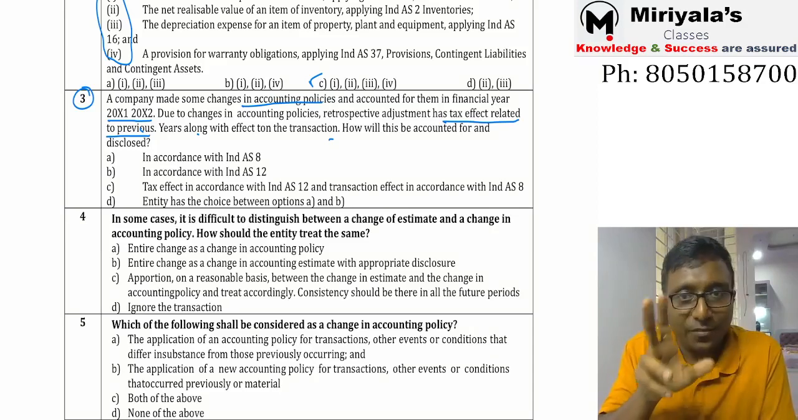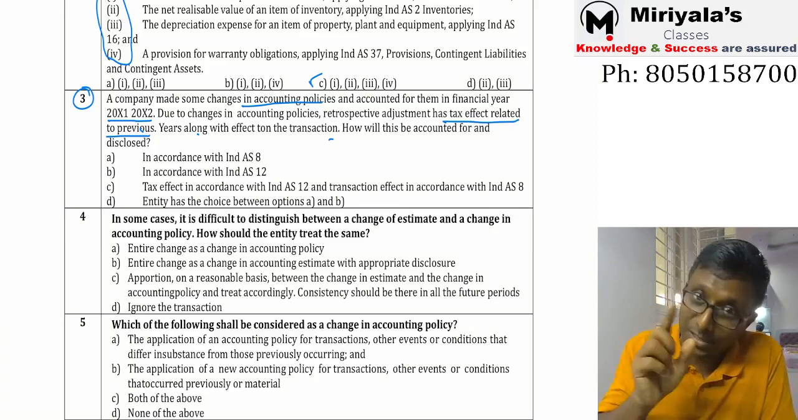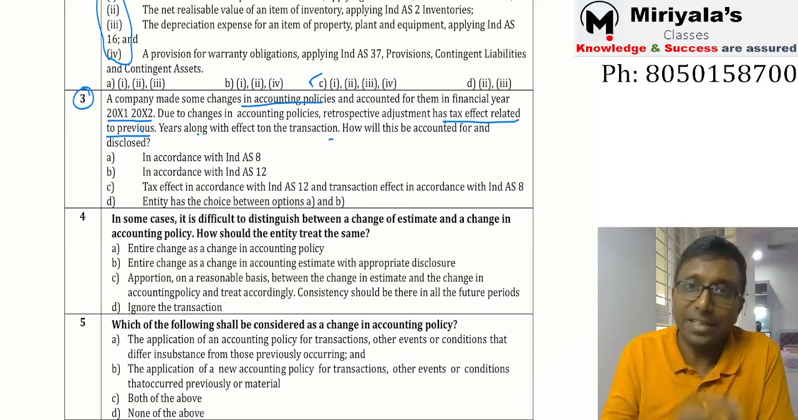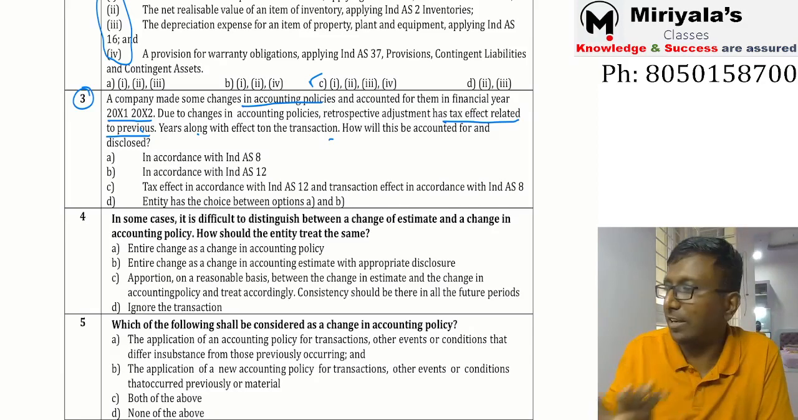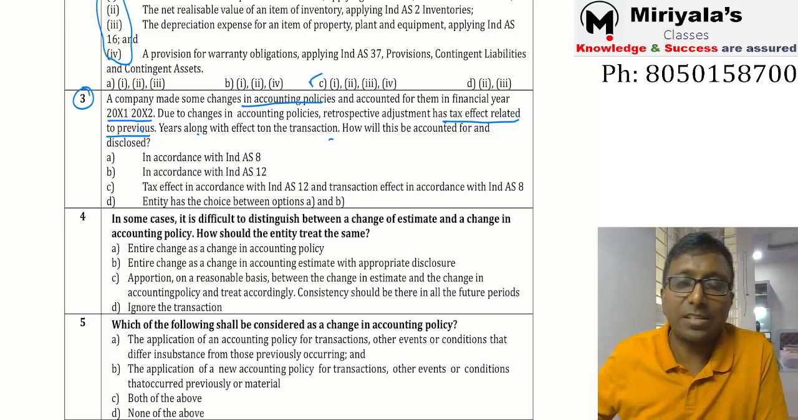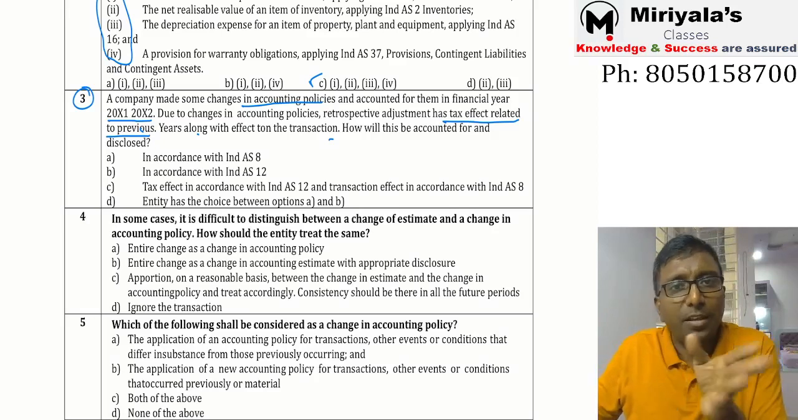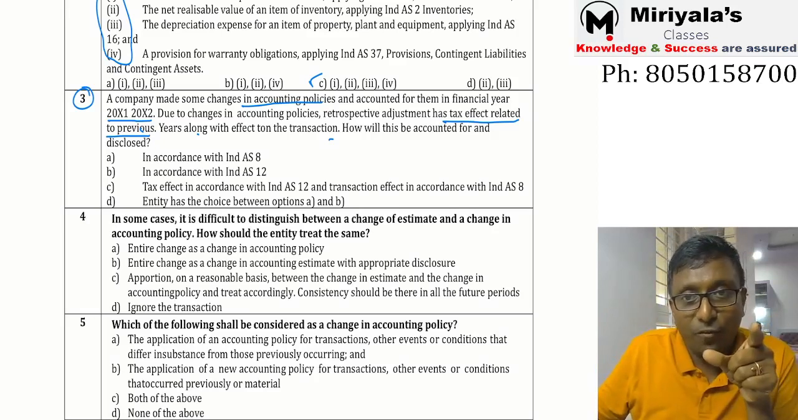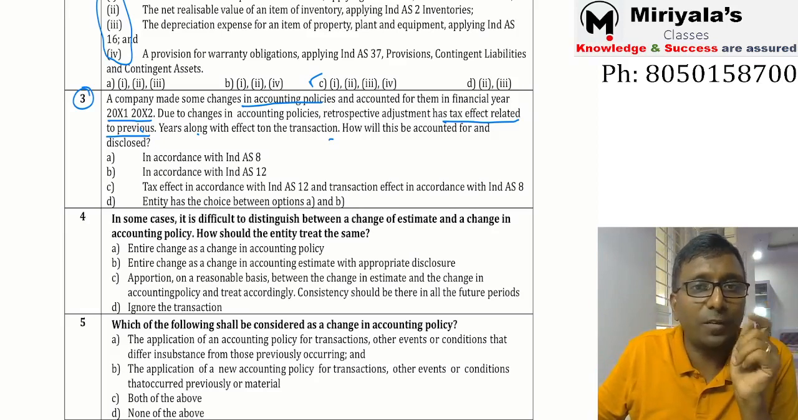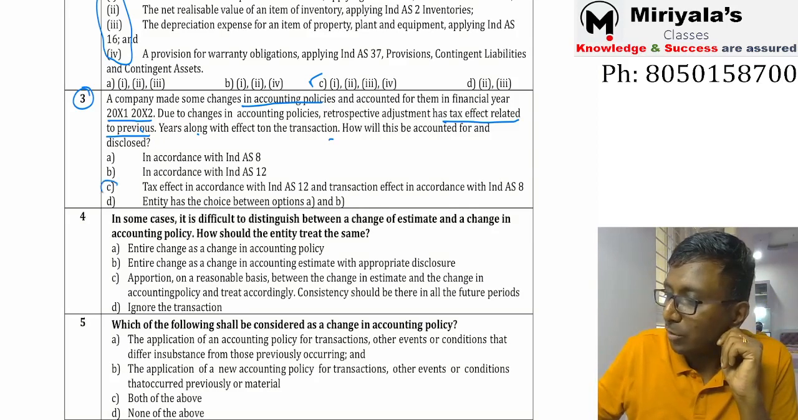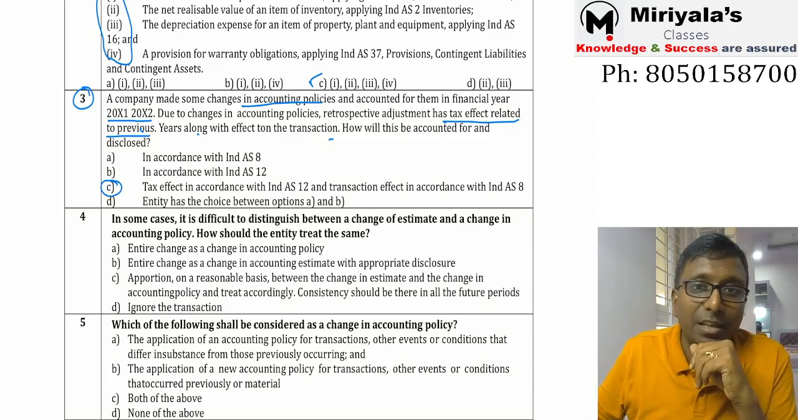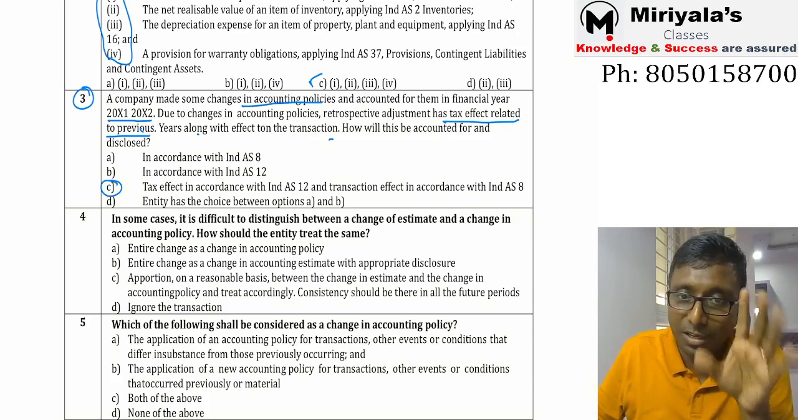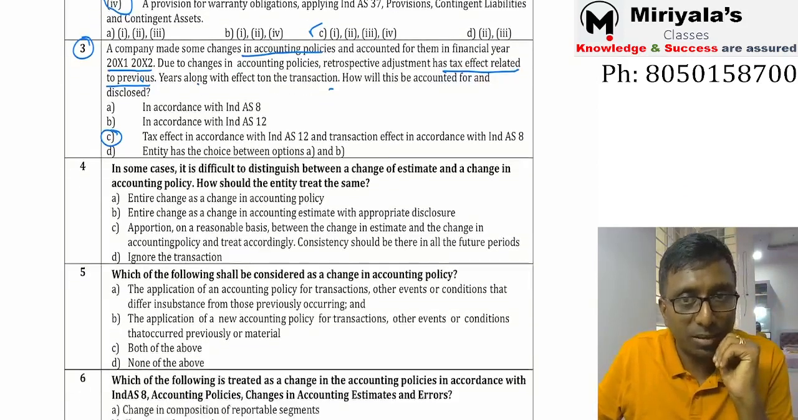So the transaction effect is supposed to be done by Ind AS 8. It is mentioned in the standard. It is not created by me now. It is discussed, maybe not very deeply, but since it is a matter of MCQ, you have to be very careful with every word. So here I would like to say that C is the correct answer, which is mentioned very clearly in your textbook as well.